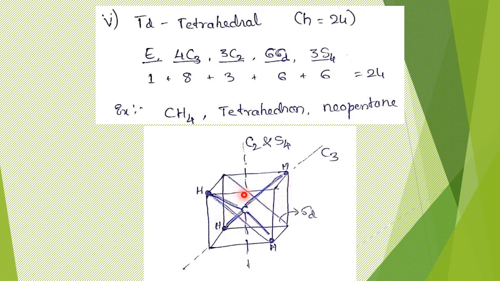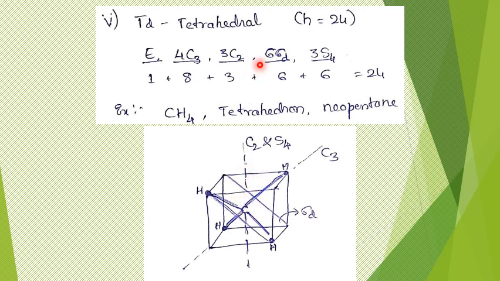Therefore, this will act as sigma D, and this plane passes in between two C2 axes. Here I have indicated just one C2 axis. If I consider this plane itself, this is also one more C2 here. So this plane is passing in between two C2s. Therefore, this plane is sigma D.